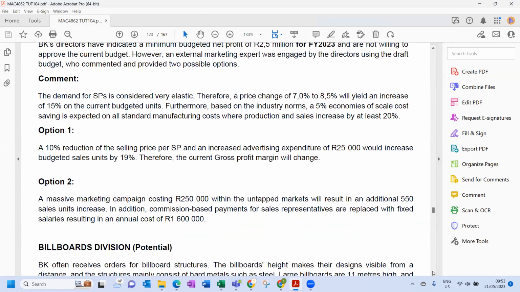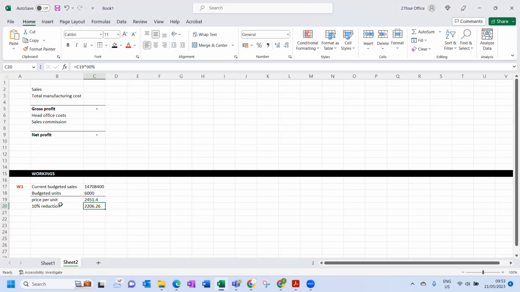And this will result in budgeted sales increasing by 19%. So budgeted sales, 6,000, increase by 19%. That will give me that times 1.19. So that is my budgeted sales. So there we go, budgeted production and budgeted sales.